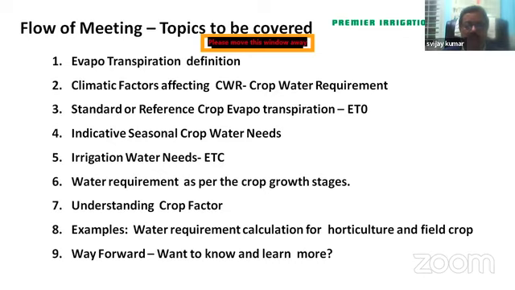And finally, we will conclude with the water requirement calculation for a horticulture crop as well as for a field crop. And I am also just throwing open to the session what is the way forward. If you want to learn more on water requirement, what is it that you have to do.